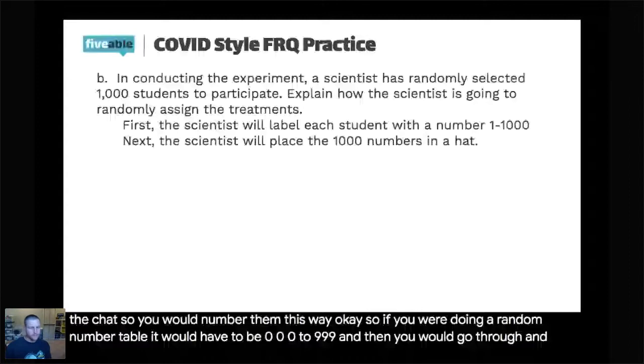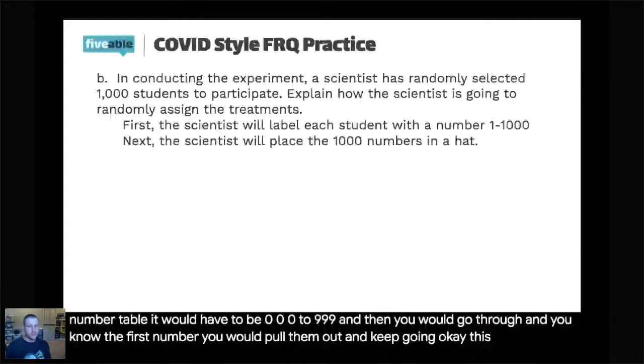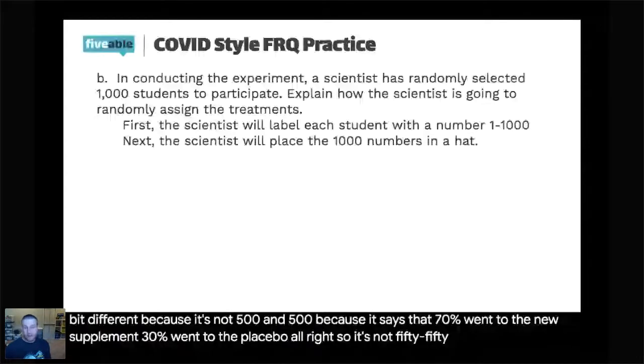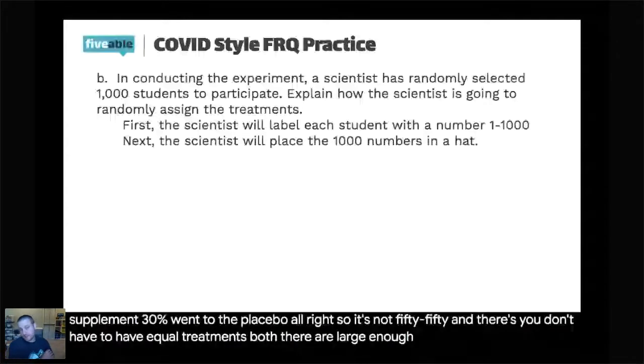Okay. This one is a little bit different because it's not 500 and 500, because it says that 70% went to the new supplement, 30% went to the placebo. All right. So it's not 50-50. And you don't have to have equal treatments. Both are large enough. All right. So yeah, mix them up was the main thing I was looking for.